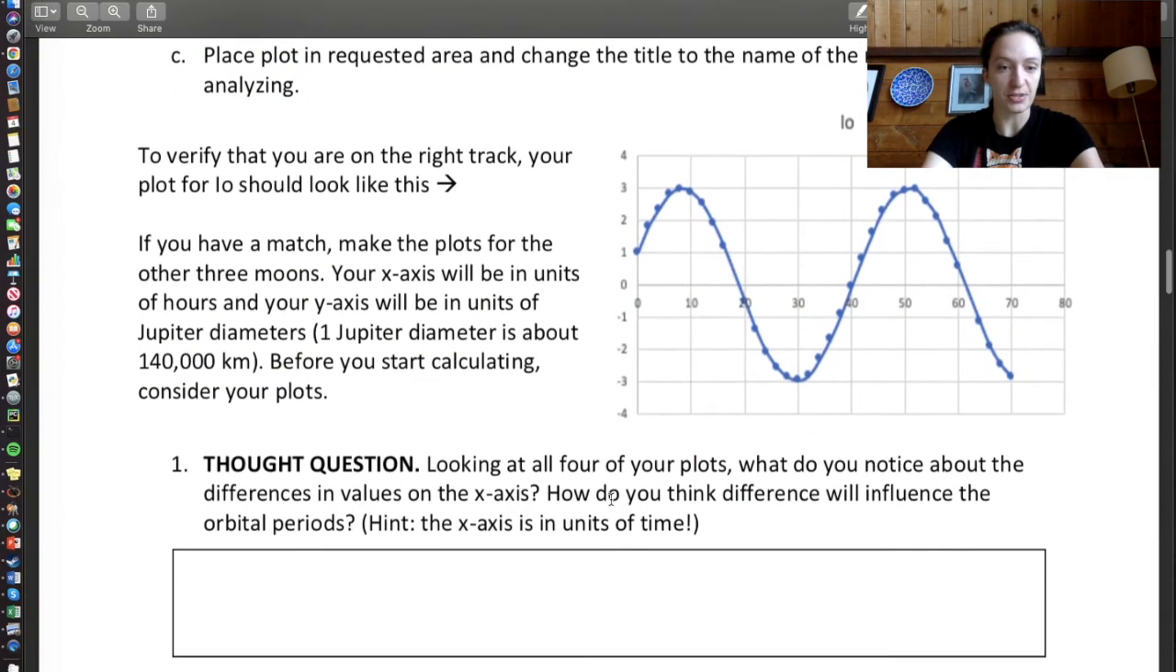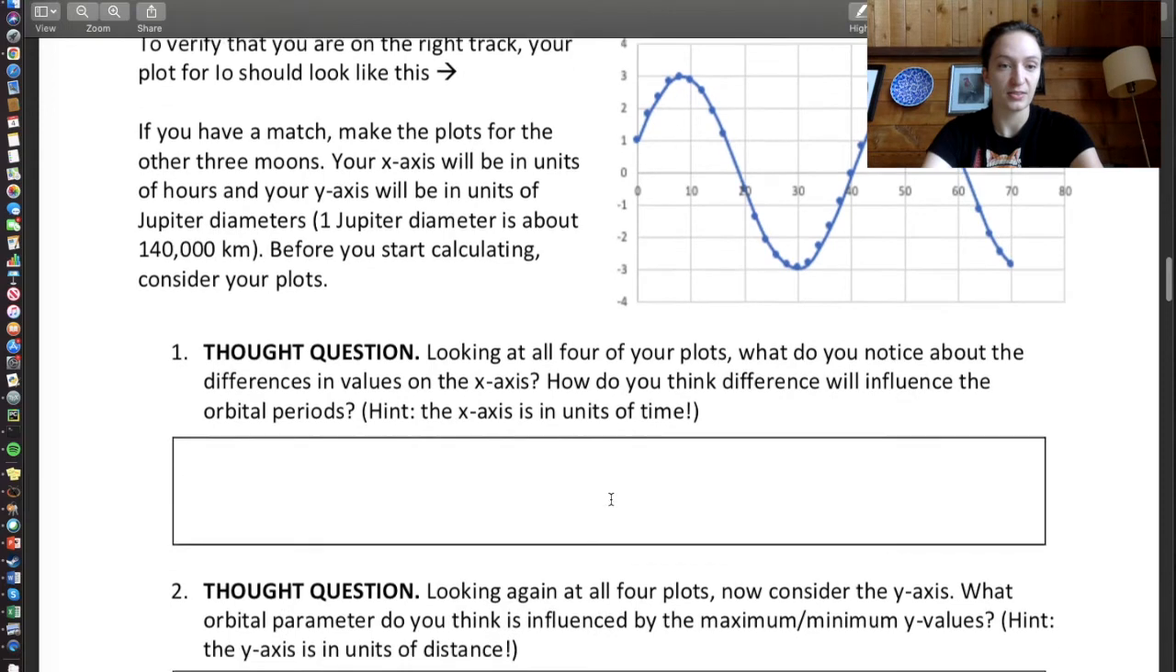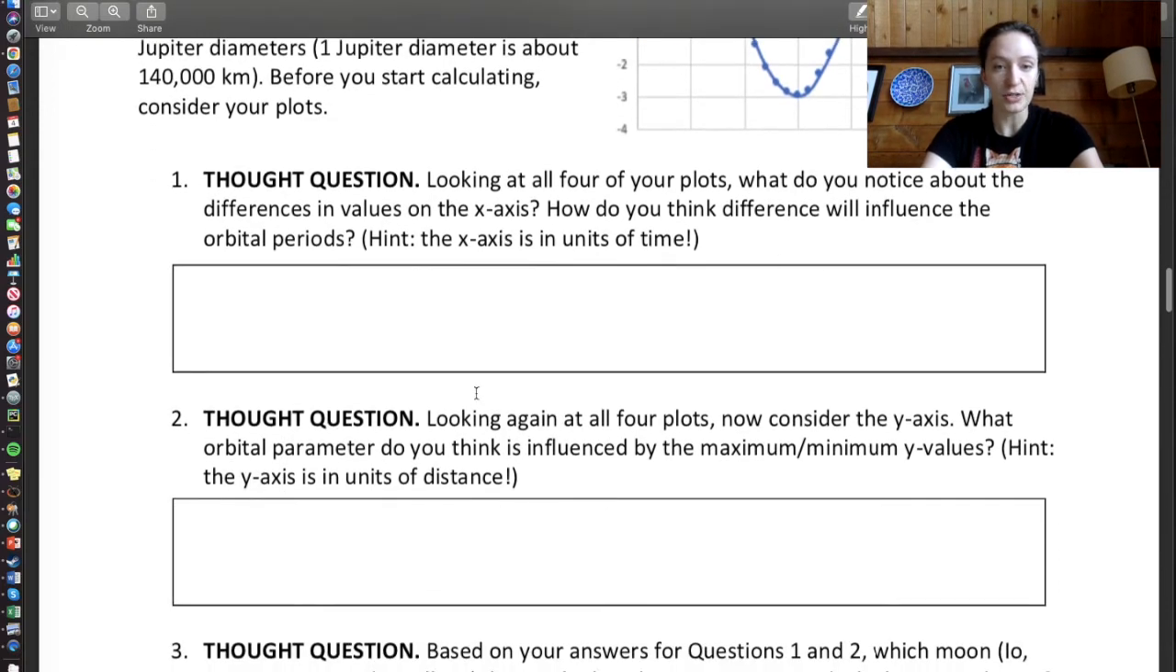Let's go back to the lab and see what we need to do. Now you're going to answer some thought questions. Again, remember, thought questions are just answer it. Give us what you're thinking. We're not going to mark you down if we disagree or anything. You get credit just for answering these.